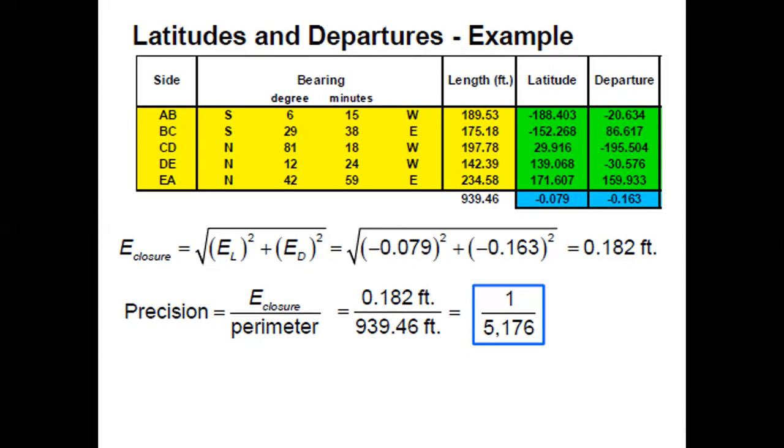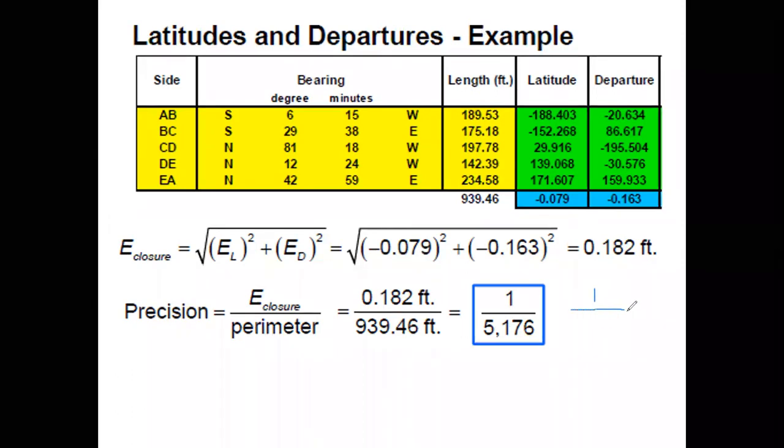So the answer here is 1 over 5,161.87. To round it up to the nearest whole number, the answer should be 1 over 5,162. So this is the final answer.